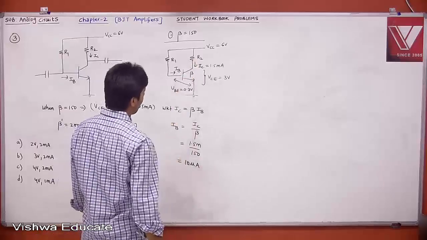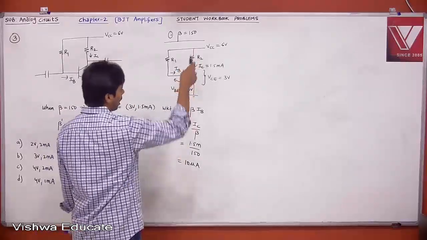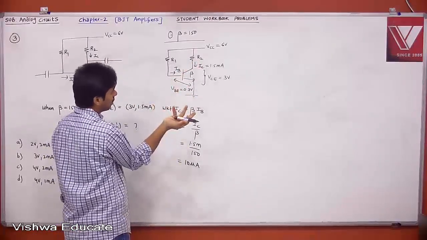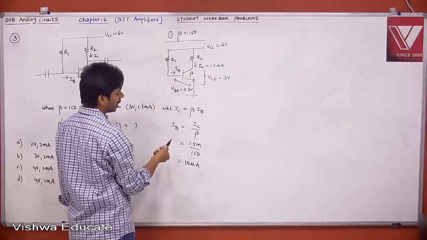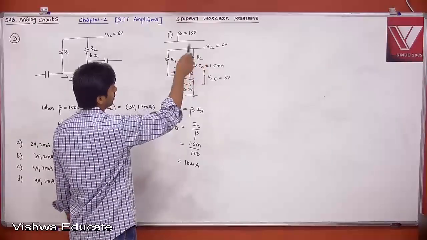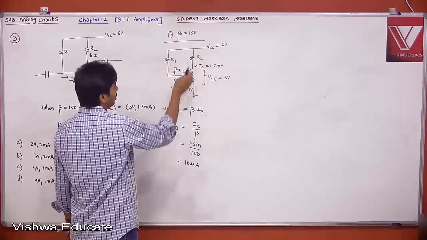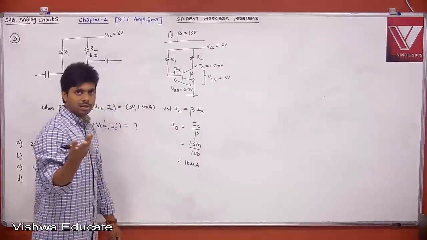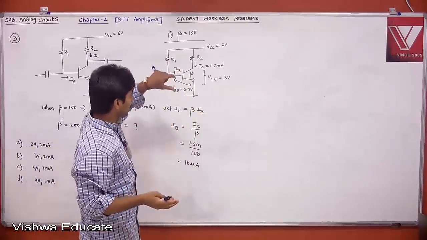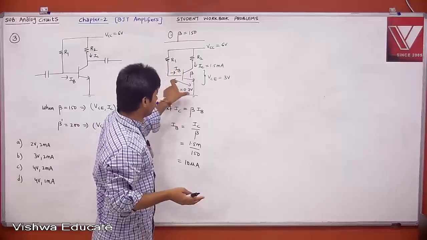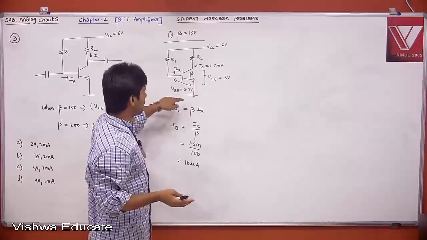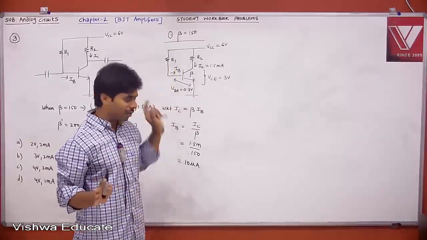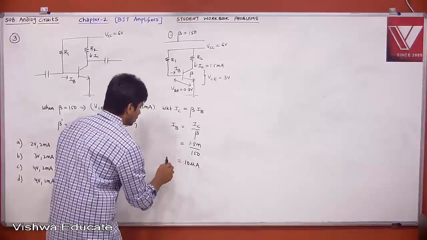Then output KVL to find R2. Actually you can find R1 but it is not required. How will you find R1? Input KVL: VCC is equal to IB into R1 plus VBE. You know VCC, you know VBE, you know IB, so you can find R1. But it is not required because even if you change your transistor to a new transistor, its VBE is constant, then your R1 is constant, and your IB is also constant. That's why this is required for me. Therefore, this is your IB.